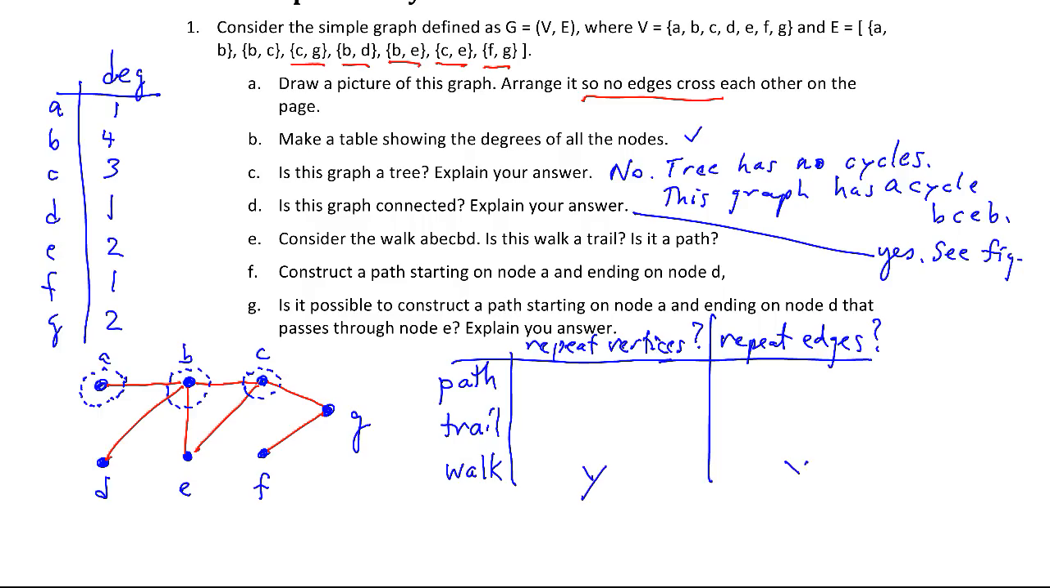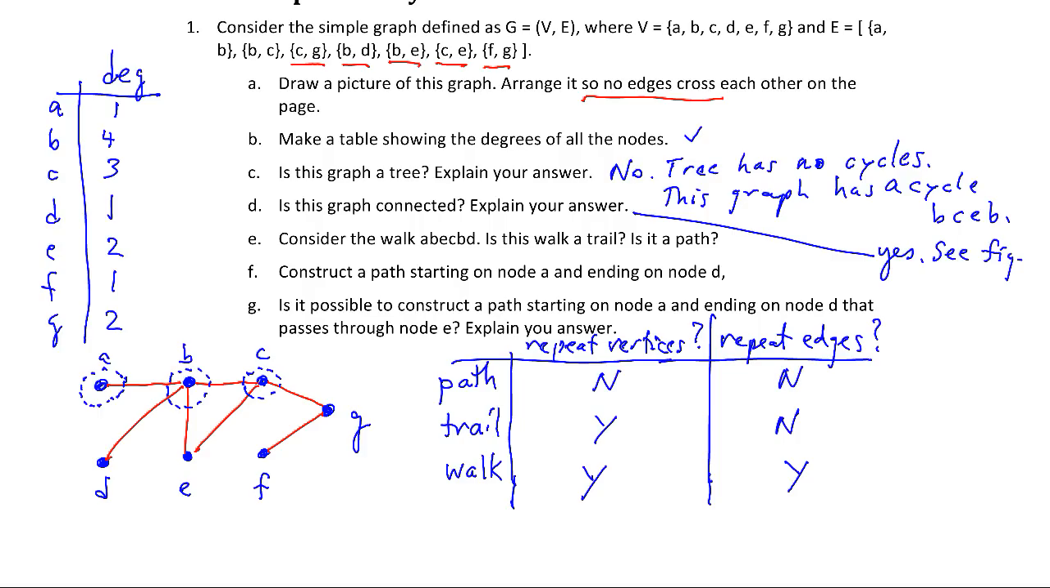A walk is almost anything you can do by listing a sequence of vertices that are connected by edges. But a trail is restricted in that it cannot repeat the edges. It can repeat vertices though. And a path can't repeat either of them.